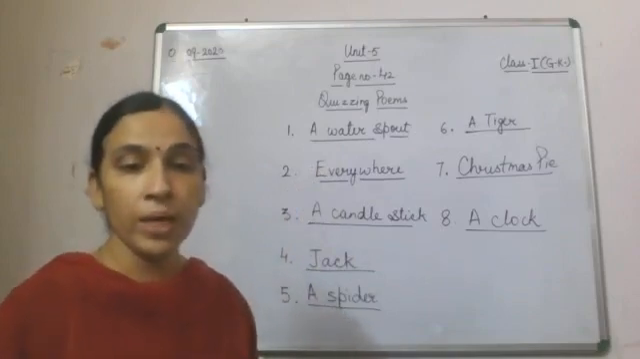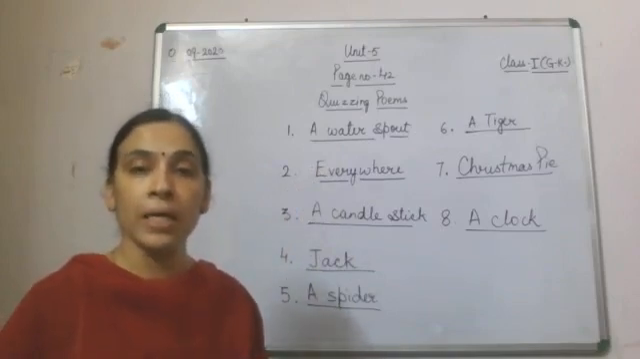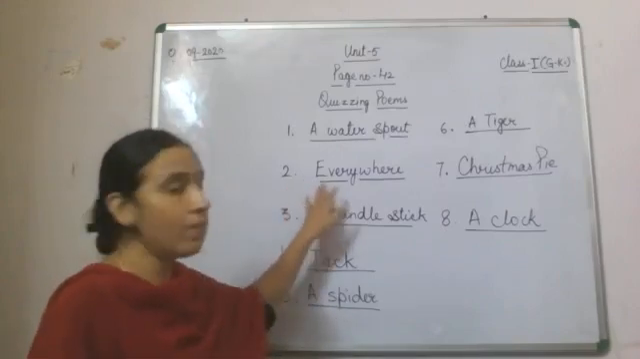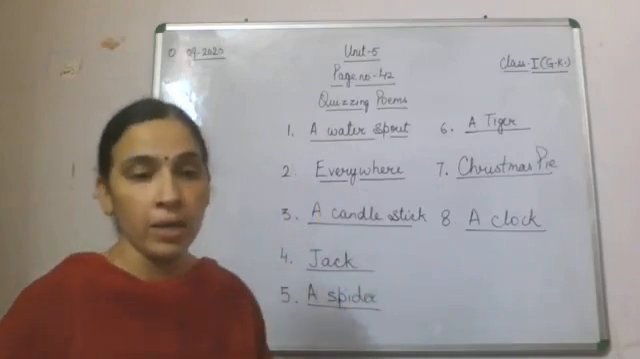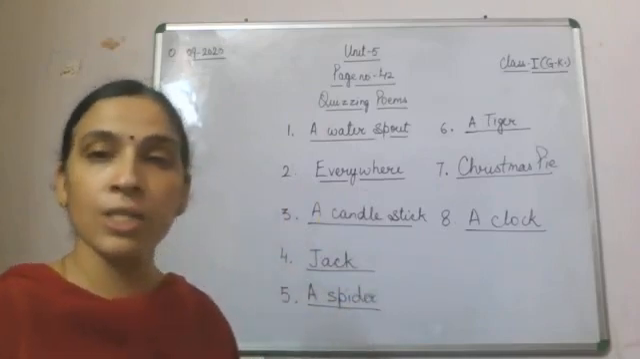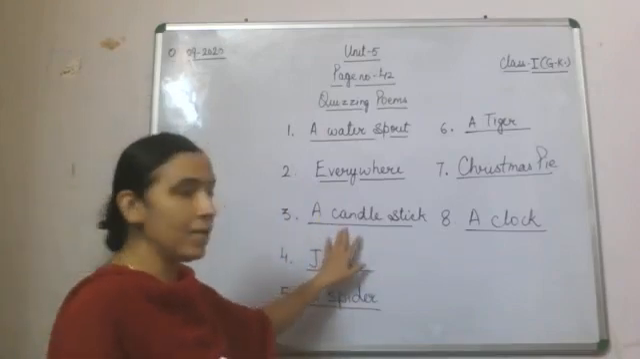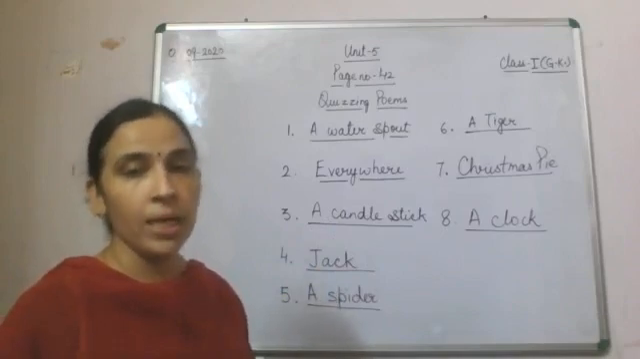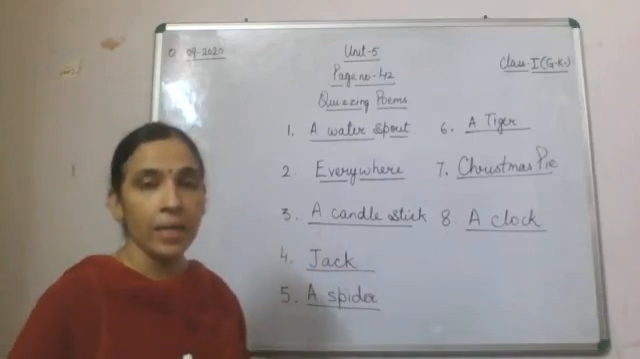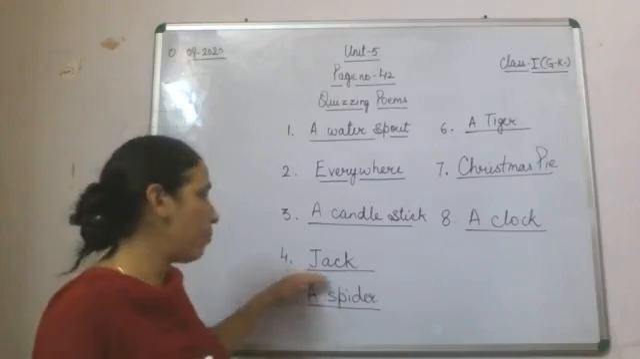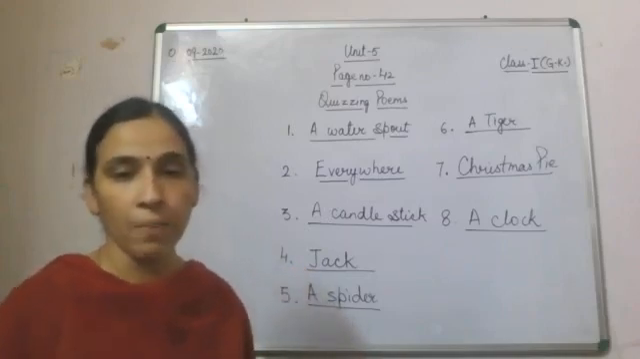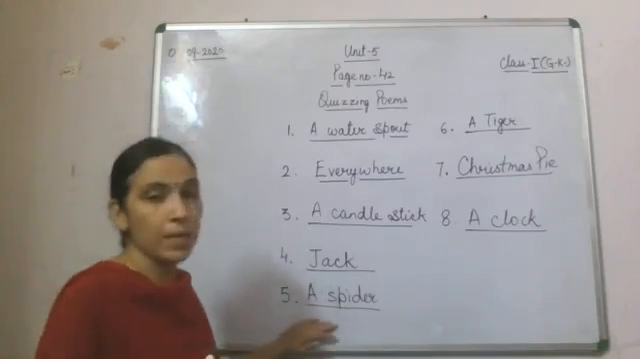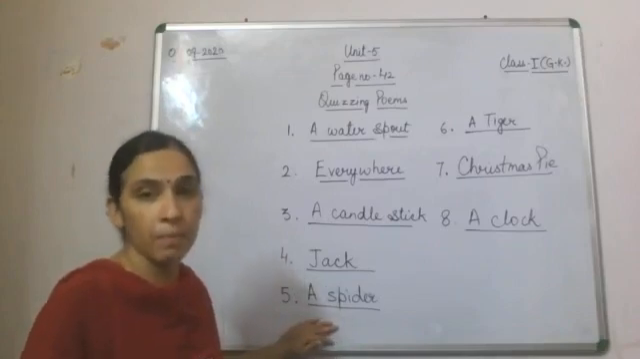Number 2. Where did the lamb follow Mary? The lamb follows Mary everywhere. Now number 3. What did Jack jump over? A candlestick. Now next is, who fell down and hurt his head in this poem? Jack fell down and hurt his head. Number 5. What scared Miss Muffet? A spider. A spider scared Miss Muffet.